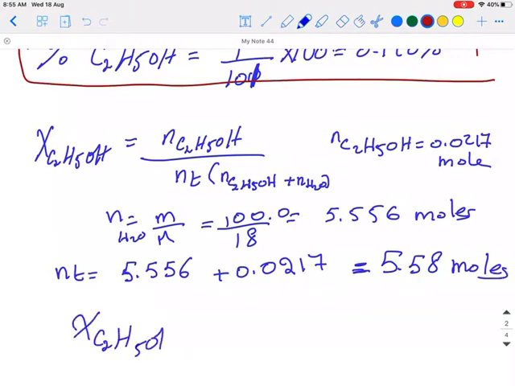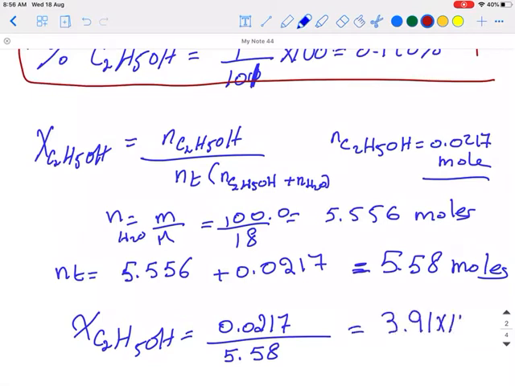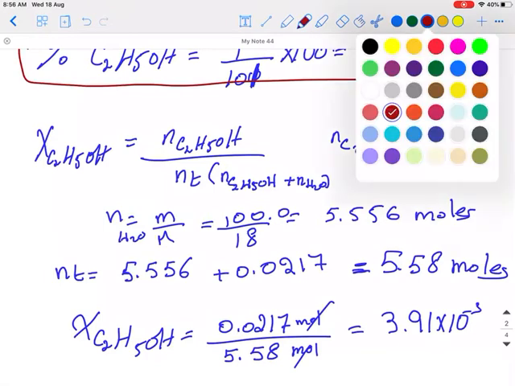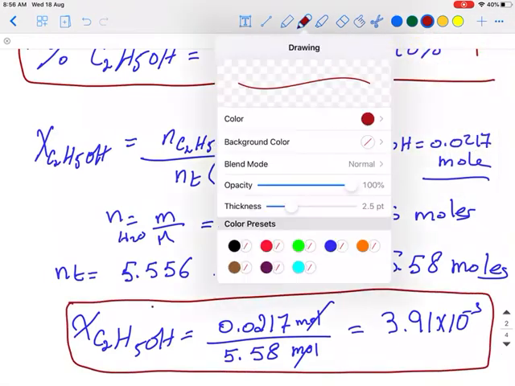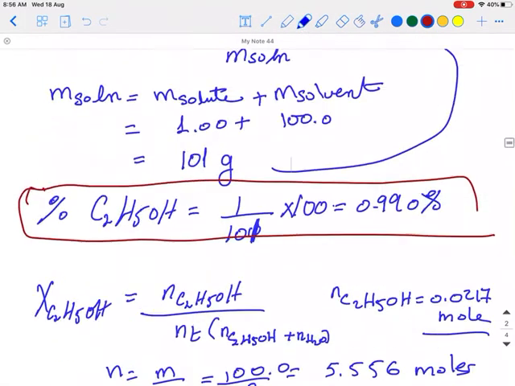So the mole fraction of ethanol is the number of mole of ethanol, which is 0.0217, over the number of mole total, which is 5.58, and the answer will be 3.91 times 10 to the negative 3. Definitely no units, because this is in mole, this is in mole, and they cancel each other. So this will be the mole fraction. So we found the third requirement.